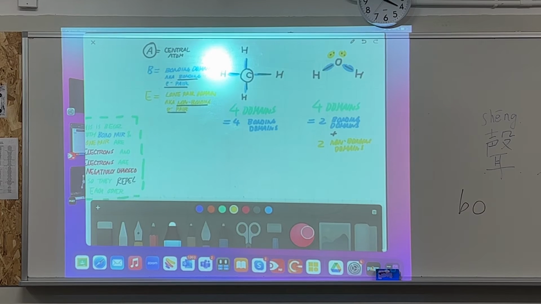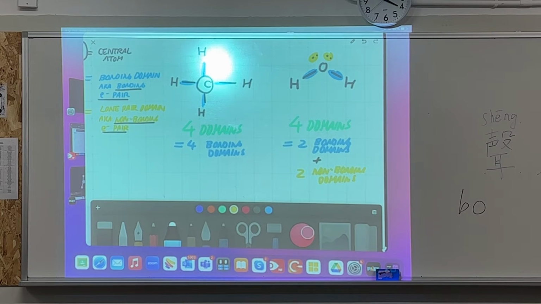That's because we can only see the bonds when we inspect a molecule. It is the bonds that we can see. We cannot see the lone pairs, because lone pairs are electrons, right? They're too small to be seen. We can only see bonds.